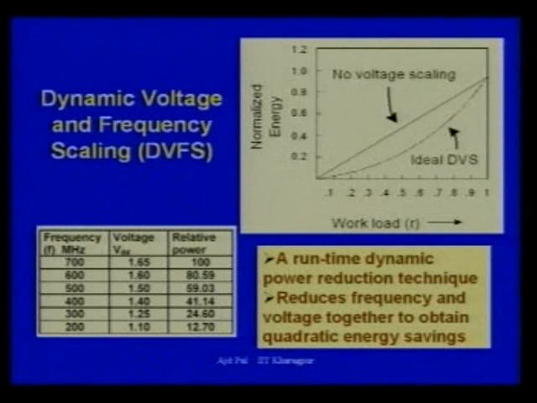We have seen that if you reduce the frequency, obviously the performance will reduce. So as you are able to reduce the frequency, say from 700 megahertz to 200 megahertz, this processor will operate at lower supply voltage. So what you do is reduce the frequency. If you only reduce the frequency, then power dissipation will decrease at a linear rate.